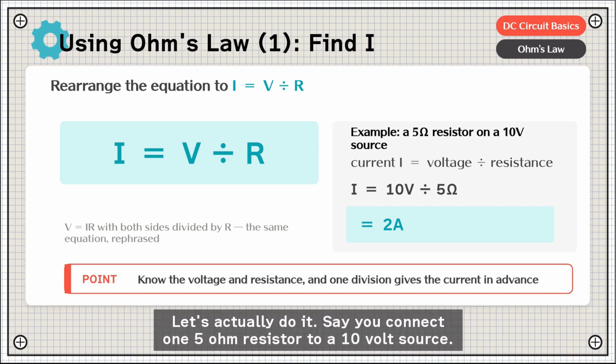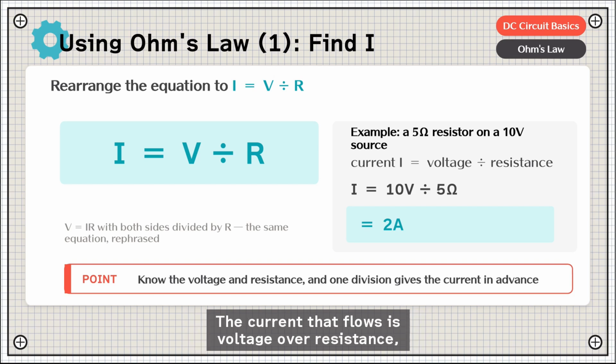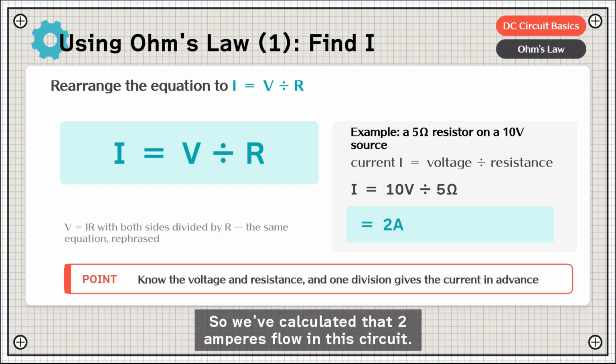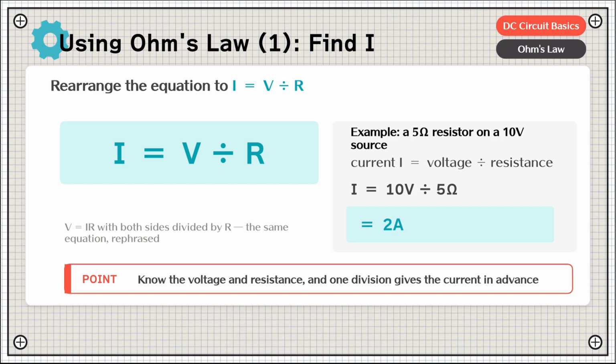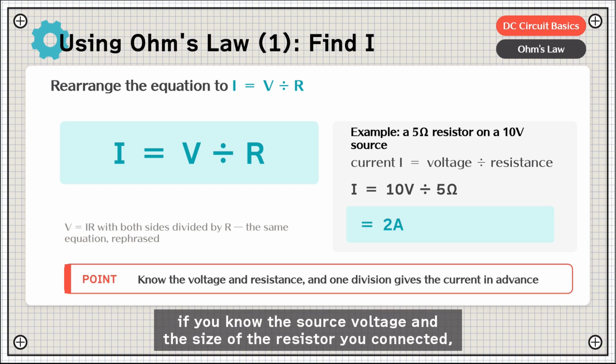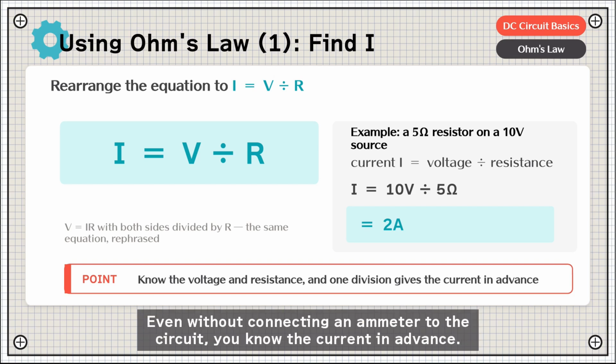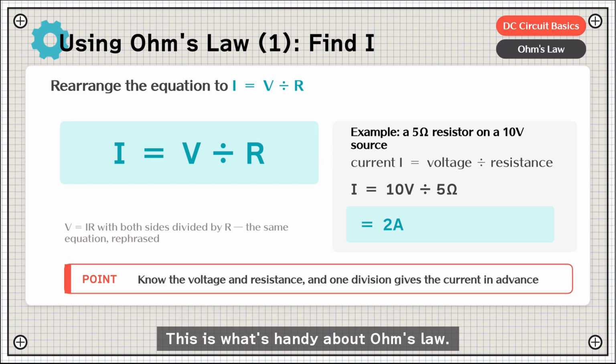Let's actually do it. Say you connect one 5 ohm resistor to a 10 volt source. The current that flows is voltage over resistance, so 10 volts over 5 ohms is 2 amperes. So we've calculated that 2 amperes flow in this circuit. Like this. If you know the source voltage and the size of the resistor you connected, one division gives you the current. Even without connecting an ammeter to the circuit, you know the current in advance. This is what's handy about Ohm's law.